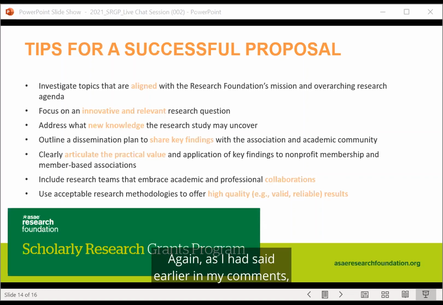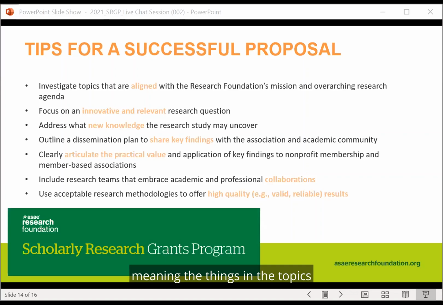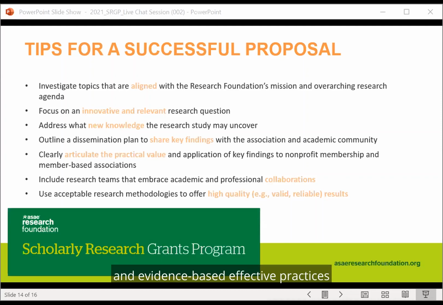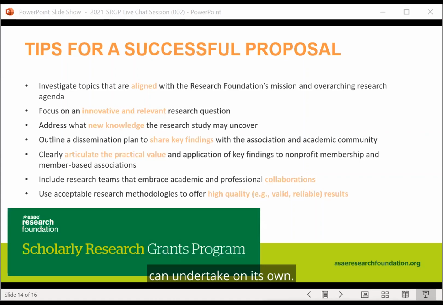Again, as I said earlier in my comments, I hope all of you will go to the ASAE Foundation's website, look under About Us, and read about the mission of the foundation and its research agenda, meaning the topics in which it currently has research. I'm going to read the mission, at least as I pulled it from the website. The ASAE Research Foundation identifies critical trends and evidence-based effective practices in association leadership and management by funding and conducting research that no one organization can undertake on its own.